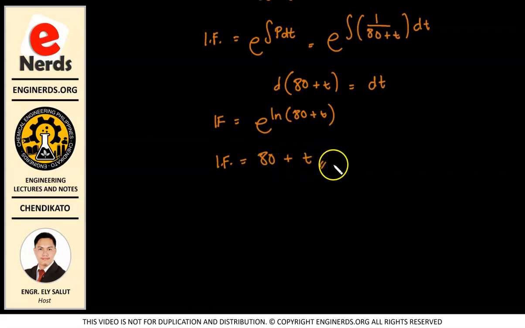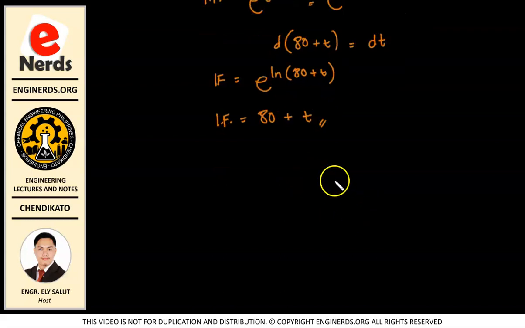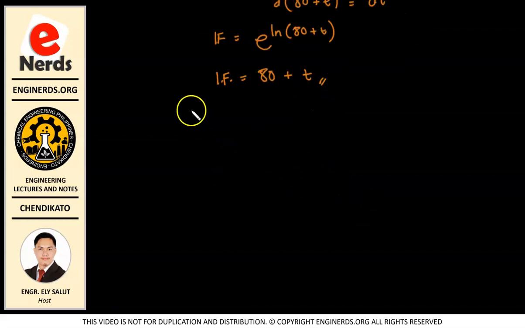So, that is our integrating factor. What did we learn about the steps in solving a linear differential equation of the first order? We multiply the left side of our equation by the integrating factor, which is 80 plus t. Then it will just be Q, right? Which is the amount of salt.